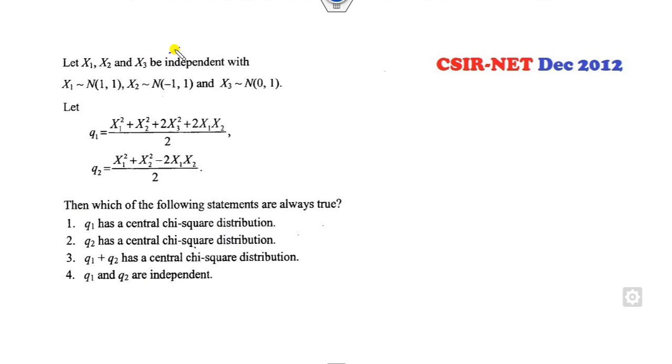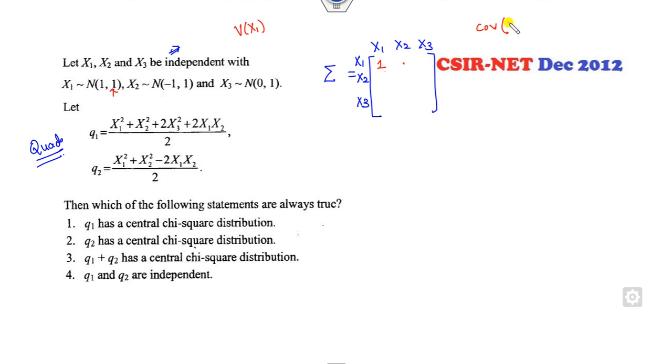X1, X2 and X3 are independent. Then which of these is my quadratic form? Firstly, we can define the covariance matrix. How can you define that? You have three variables, X1, X2 and X3. The variance of X1 is 1. What is the covariance of X1, X2? Since they are independent, this value is 0.